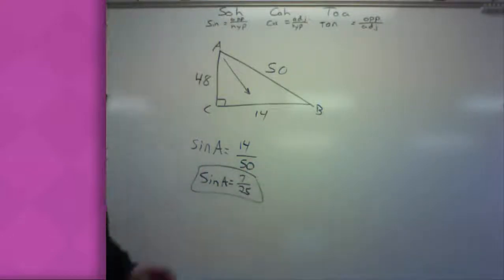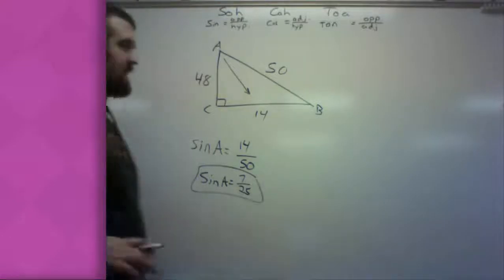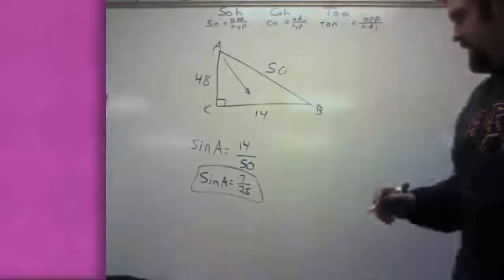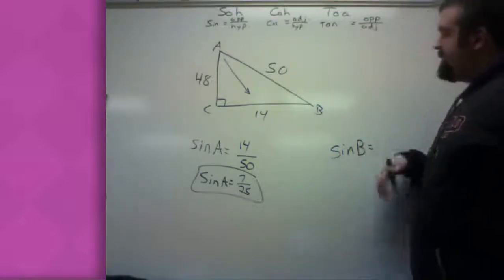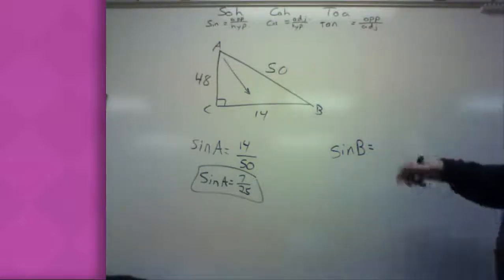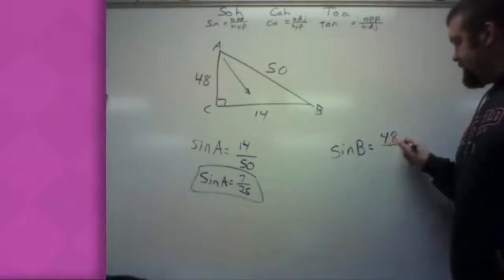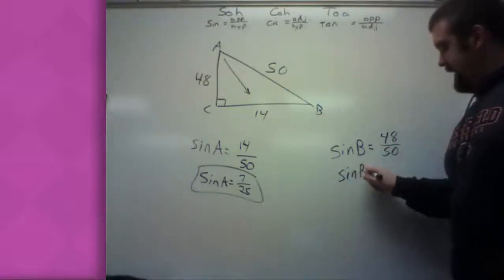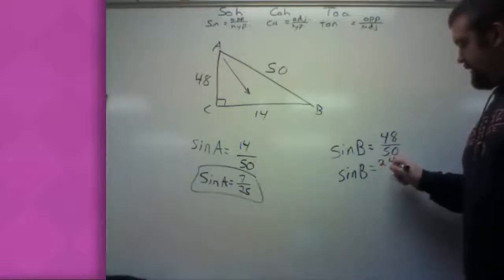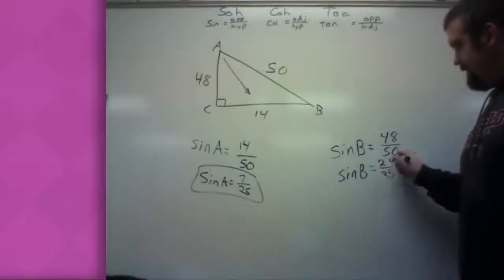Not really surprised. I knew it was going to happen. Let's look at the sine of B real quick. Sine of B, again, opposite over hypotenuse. Opposite of B is 48 over the hypotenuse, 50. Both are even, so divide top and bottom by 2. I get 24 to 25.